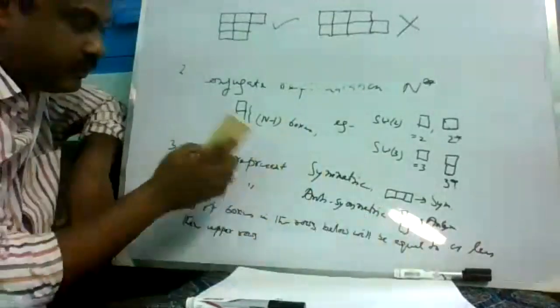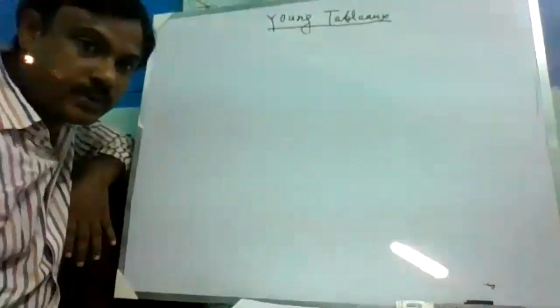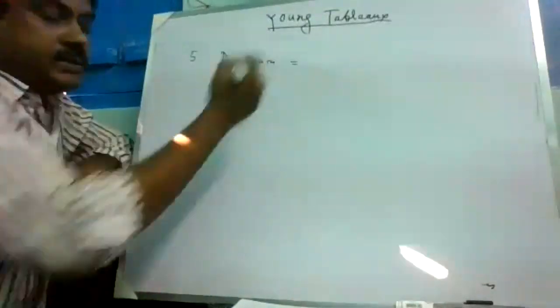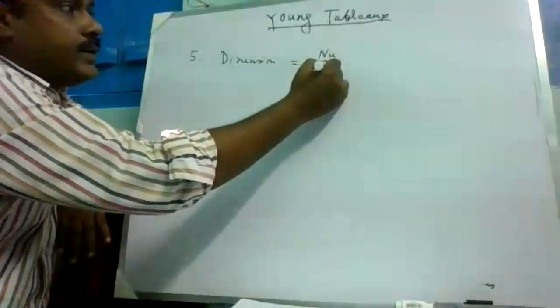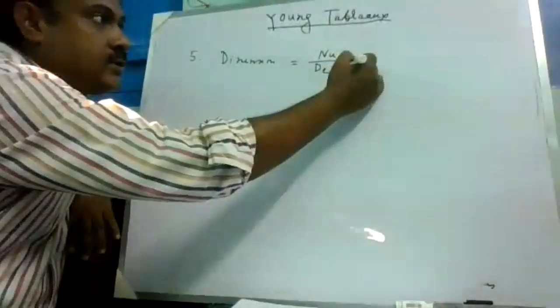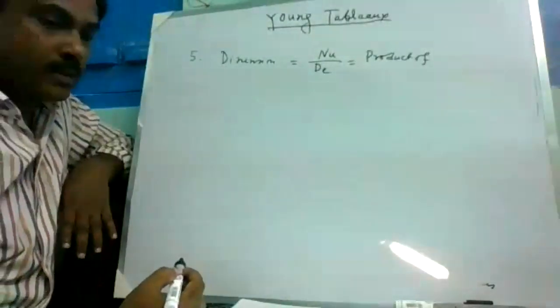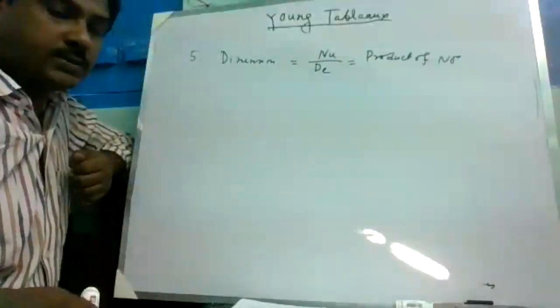Once we have constructed the Young tableaux, now we have to count its dimension. The fifth point is the dimension of the representation. The dimension equals numerator by denominator, and the numerator equals the product of the numbers of the boxes.